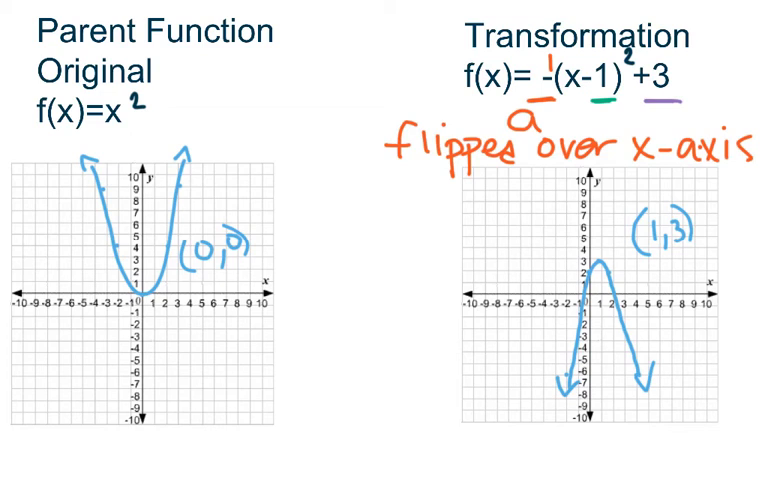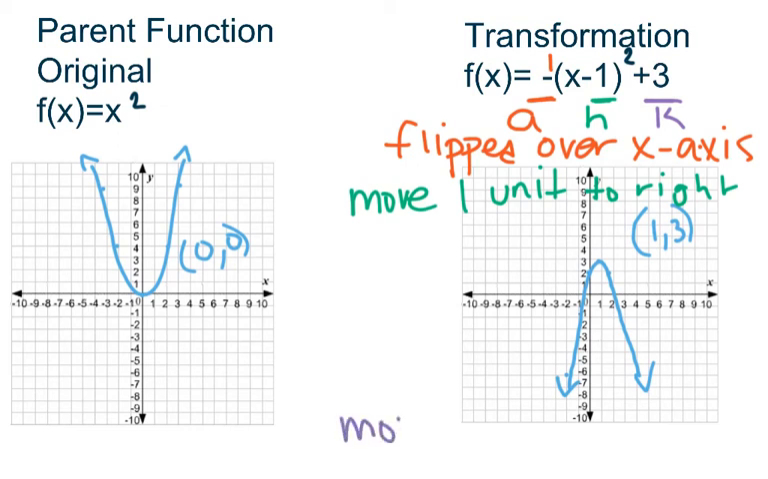Now let's look at what the -1 after the x did. Anytime it's after the x, but it's inside parentheses or something, that is your H value. And if you look at the chart, it says if H is negative, it moves it to the right. So this has moved 1 unit to the right. And then the last thing is that 3. That is our K value because it's at the very end. And the chart says if K is positive, it moves it up. So this has moved up 3 units.